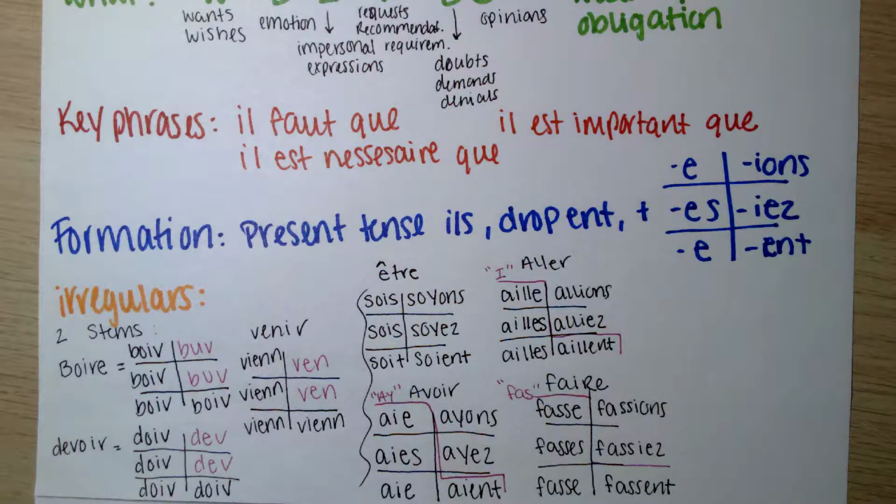Okay, so just a quick review about the irregular verbs that we talked about. We talked about two stem verbs such as boire, venir, and devoir. Then we talked about all irregular verbs, meaning they have irregular endings and irregular stems, with être, aller, avoir, and faire.